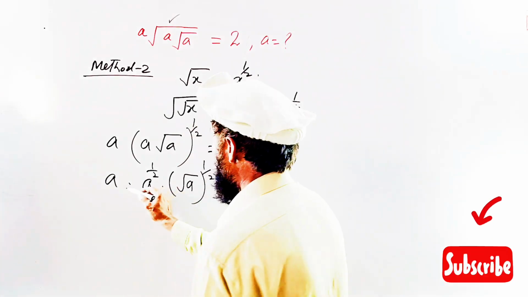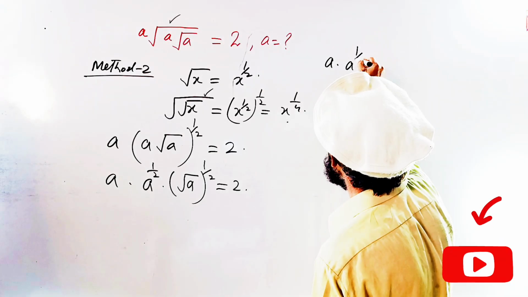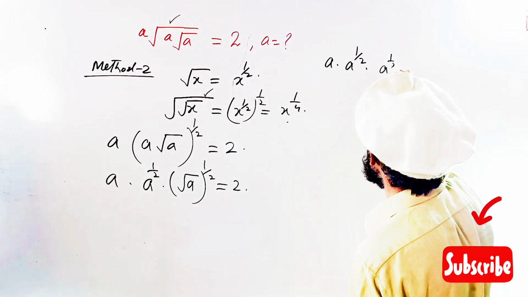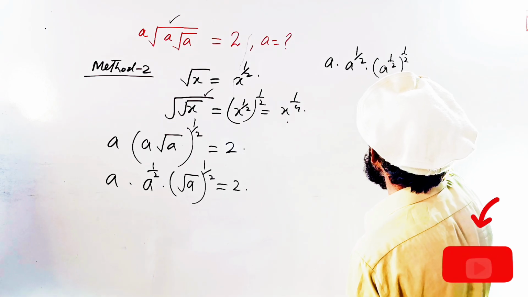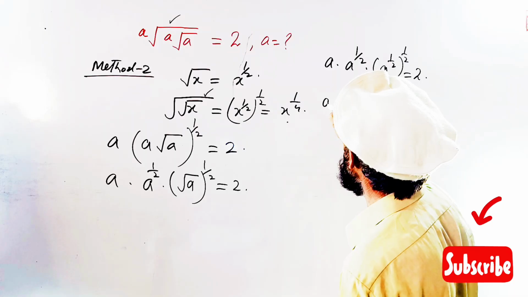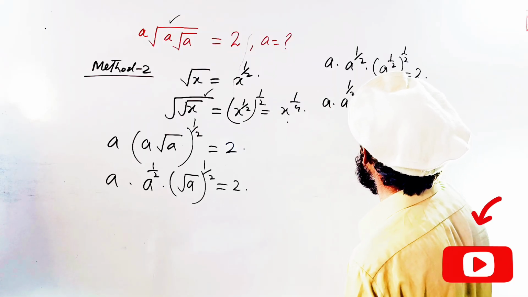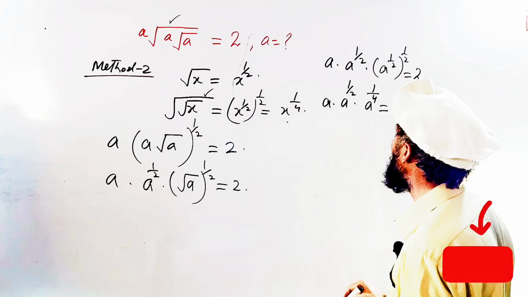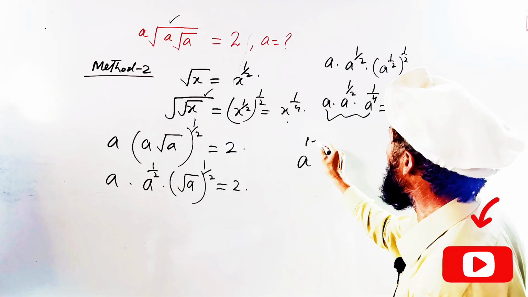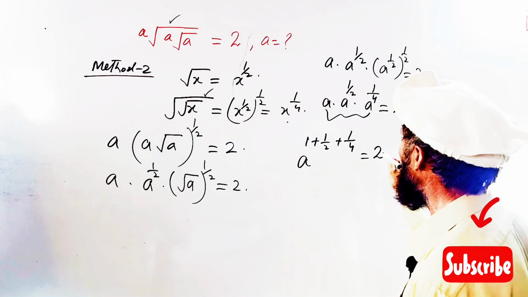Now we can write this one as a 1 by 2 and 2, and this is also a 1 by 2 and 1 by 2 is equal to 2. Now first we multiply this one a to the 1 by 2 into 1 by 4 is equal to 2. Now the bases are the same, so we add their exponents: 1 plus 1 by 2 plus 1 by 4 is equal to 2.